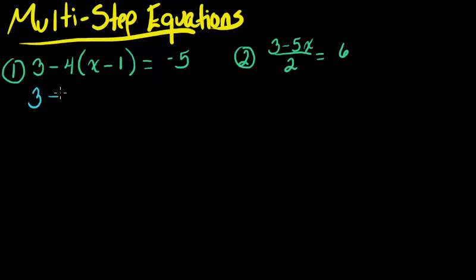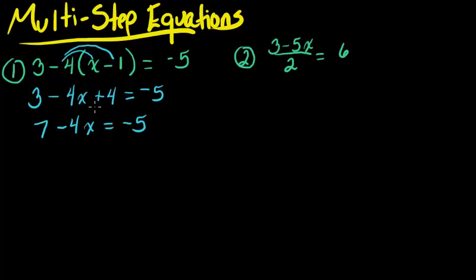So we're going to say 3 minus, and then negative 4 times x is negative 4x. And then negative 4 times negative 1 is plus 4 equals negative 5. So using the commutative property, we can say 3 plus 4, which is 7. Or also combining like terms, 7 minus 4x equals negative 5. Now we want to isolate this variable, so we're going to subtract 7 on both sides.